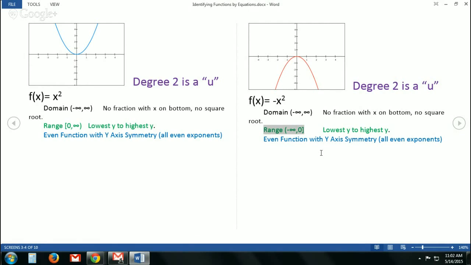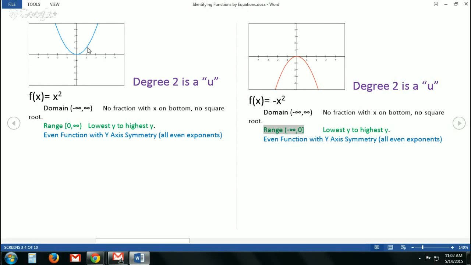Now, both of these pictures are even functions. Remember that we decided if something would be even or not by looking at the equation and looking for all even exponents or maybe an absolute value. Since these two pictures have all even exponents, that makes them even functions, and even functions have y-axis symmetry.